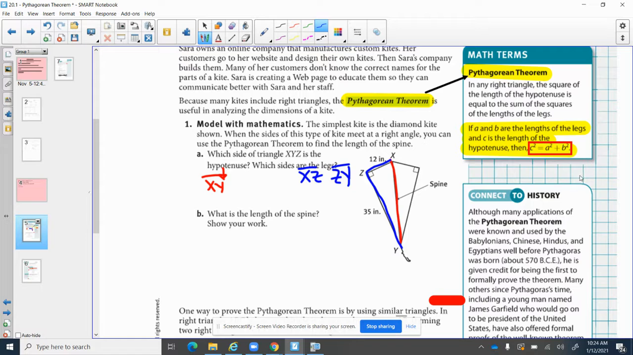Now, in order to use the Pythagorean theorem, A and B are the legs, C is the hypotenuse, and the setup is going to be C squared equals A squared plus B squared. So if we are trying to find the length of the spine, that's our C squared that we're looking for. And the two leg values, A and B, are 12 and 35. It doesn't matter which one you call A and which one you call B. C is the one that is specific to being named differently, okay?